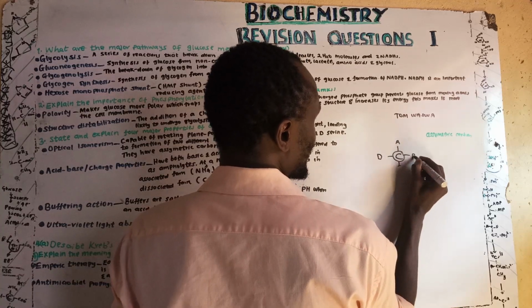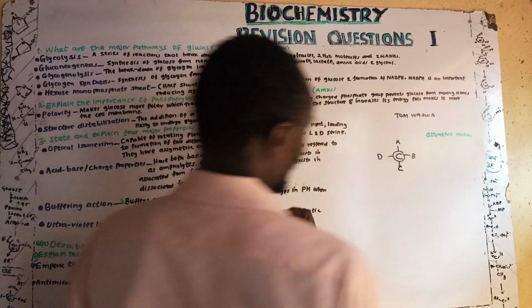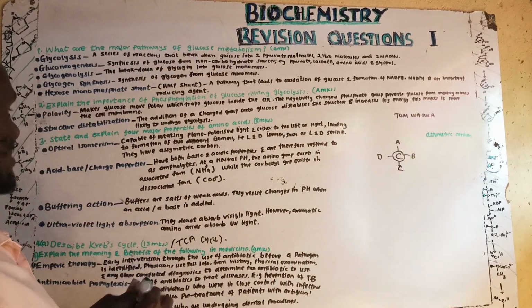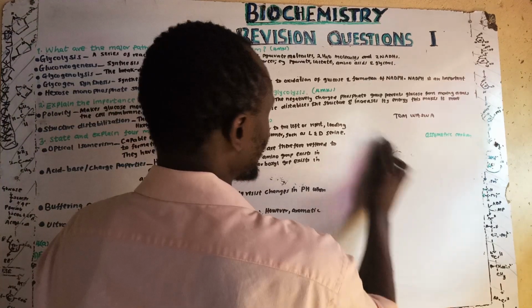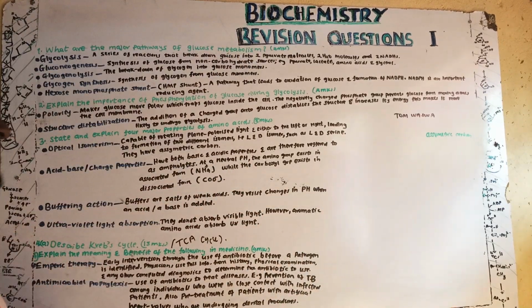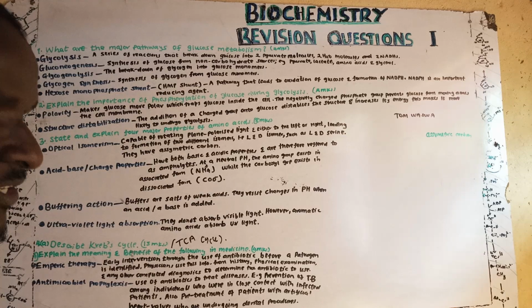So that is A, B, C, and D. We go to another property, acid-base or charge properties. A given group of amino acids has both acidic and basic properties, and therefore they are referred to as ampholytes. At a neutral pH, an amino acid exists as follows.